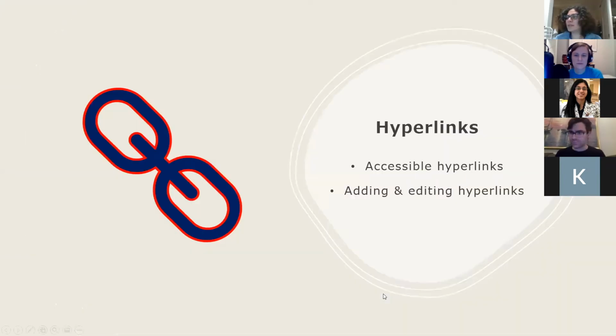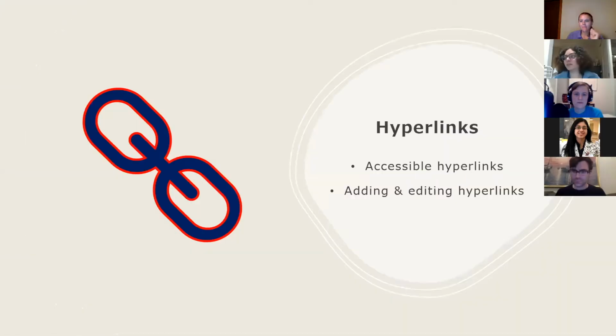The second piece that we have here is hyperlinks. Hyperlinks obviously need to be accessible. So we're going to talk about how to make them accessible and how to add and edit the hyperlinks, which I assume people already have an idea of how to do. And I know there was a question about that in the registration form.